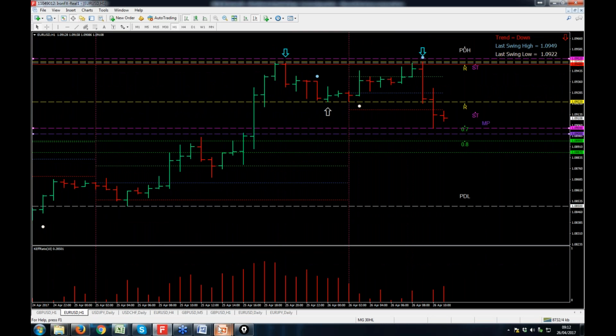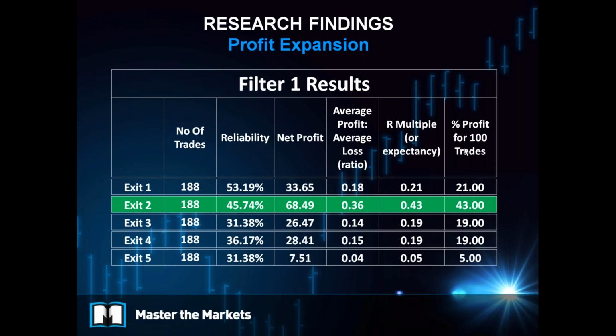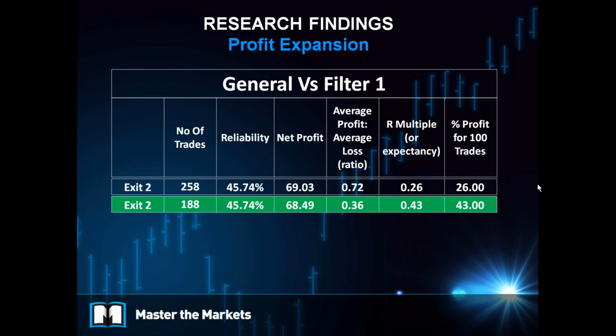So that's the key, and that's what we look for now. So today when we trade this, we use the filter 1 results, which is the alpha filter, and we trade that across exit 2, and you can see the expectancy of that is 0.43, which basically means the expected net profit for 100 trades is 43% per 100 trades taken on that particular trading strategy. So profit expansion is one of the key trading strategies that we have just here.